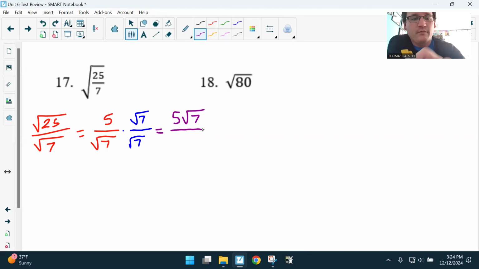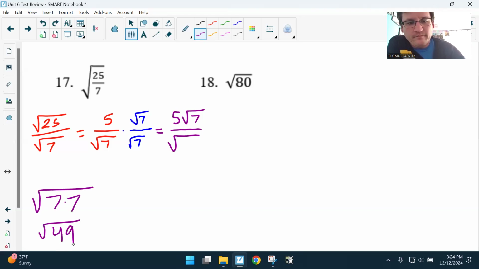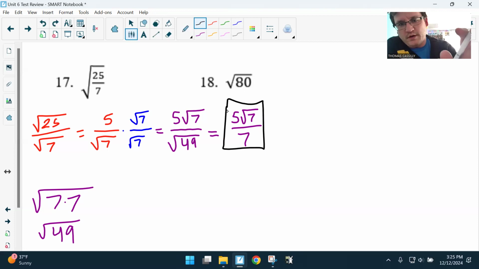But if you look at the bottom, those are like terms. They're both underneath a radical, so you can combine them. You can call this the square root of 7 times 7, which is the square root of 49. All right? And we do that because what is the square root of 49? The square root of 49 is just a regular 7. So I got 5 square root of 7 divided by just a normal 7. All right? And that right there, that is your final answer. I know it looks like an ugly problem, but that's your final answer.